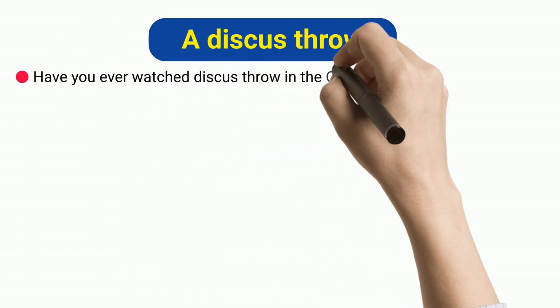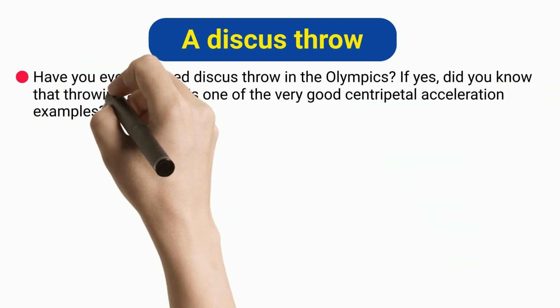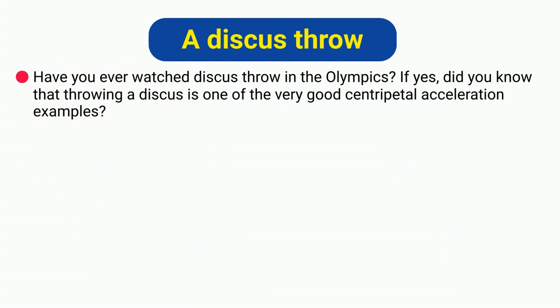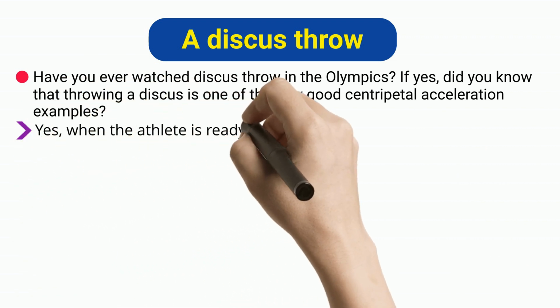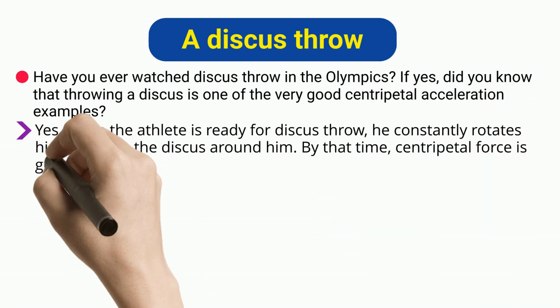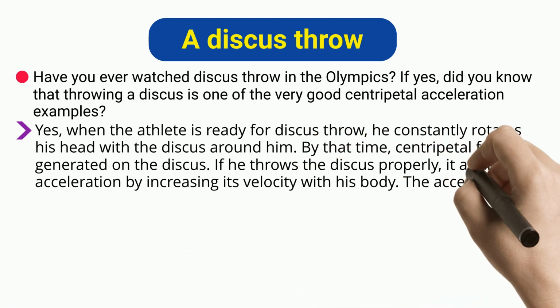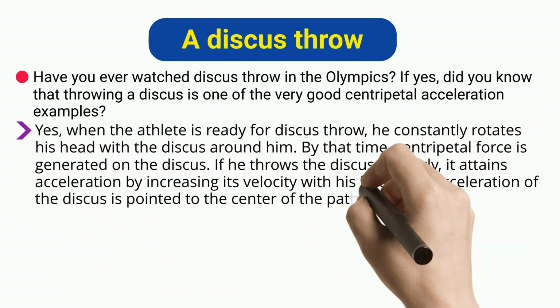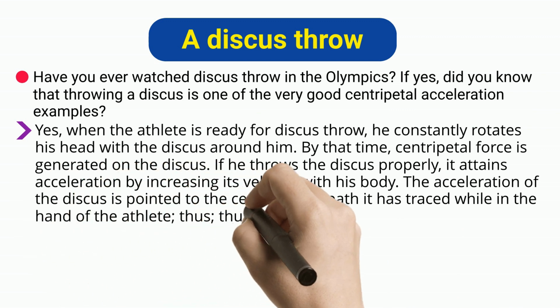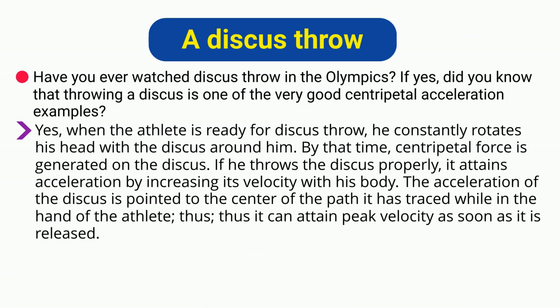A discus throw. Have you ever watched discus throw in the Olympics? If yes, did you know that throwing a discus is one of the very good centripetal acceleration examples? Yes, when the athlete is ready for the discus throw, he constantly rotates his body with the discus around him. By that time, centripetal force is generated on the discus. If he throws the discus properly, it attains acceleration by increasing its velocity with his body. The acceleration of the discus is pointed to the center of the path it traces while in the hand of the athlete, thus it can attain peak velocity as soon as it is released.